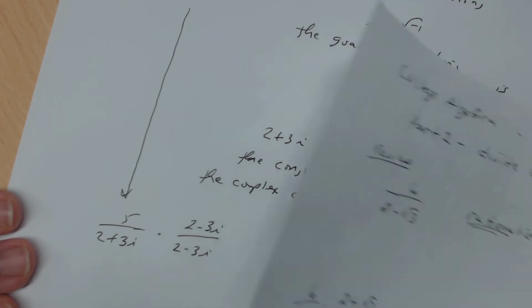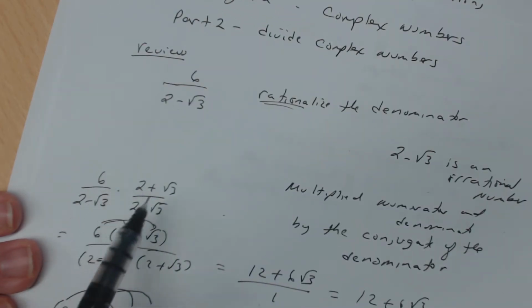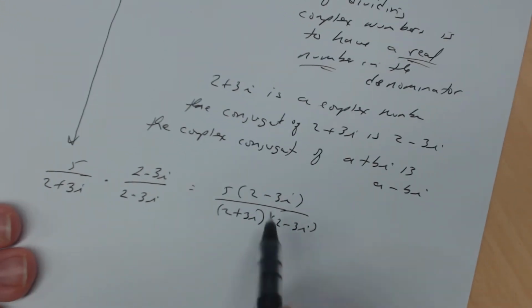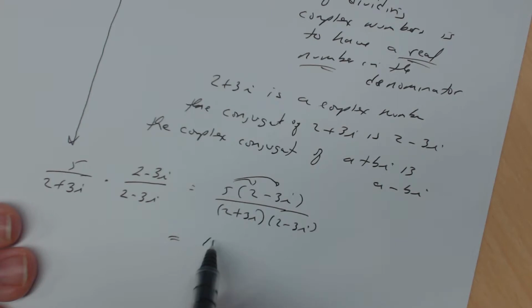Now, just like we did in a previous course, when you multiply fractions, you multiply the numerators together and you multiply the denominators together. So I'm going to rewrite this as 5 times 2 minus 3i divided by 2 plus 3i times 2 minus 3i. In the numerator, I'm going to distribute. So that becomes 10 minus 15i.